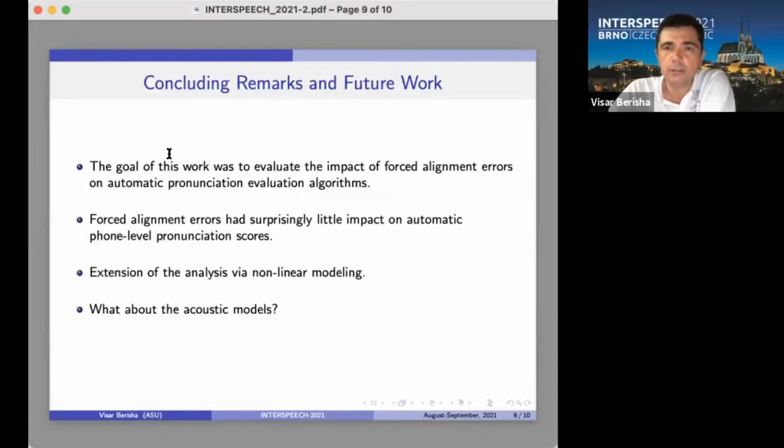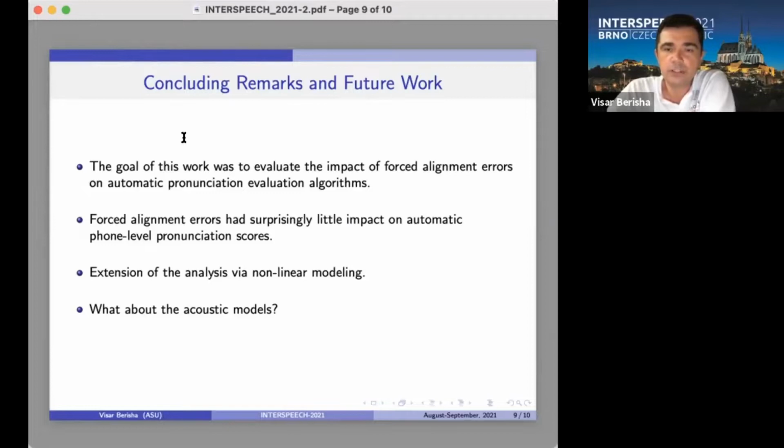And just some concluding remarks and setting up future work here. The goal of this work was to evaluate the impact of forced alignment errors on automatic pronunciation evaluation algorithms. Surprisingly, they had little impact on automatic phone level pronunciation scores. Most of the variability in the automatic GOP was actually explained by the acoustic deviation. And there are multiple ways that we'd like to extend this analysis. The first is via nonlinear modeling, so extending this beyond just simple linear models.